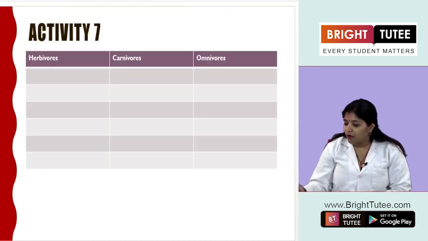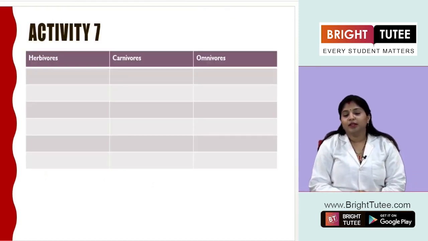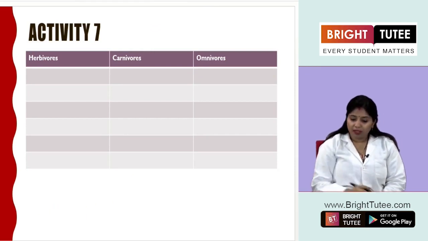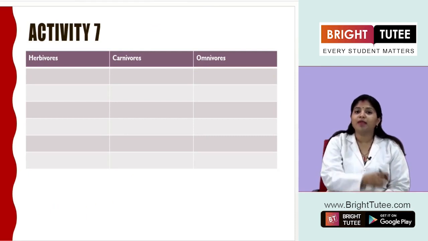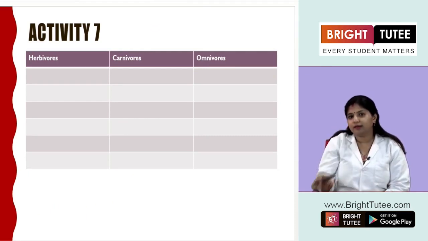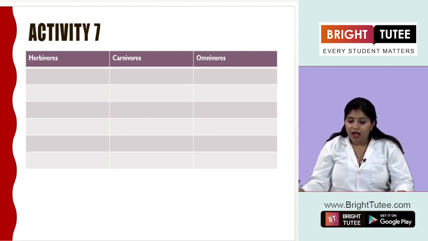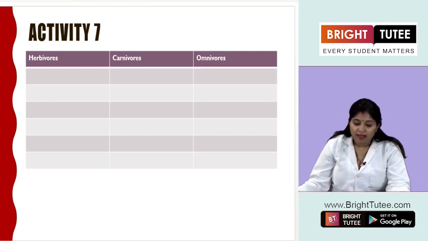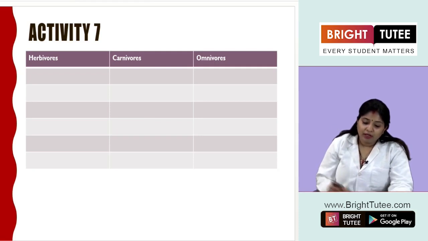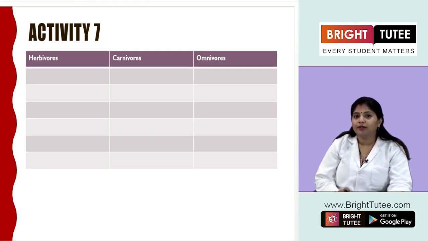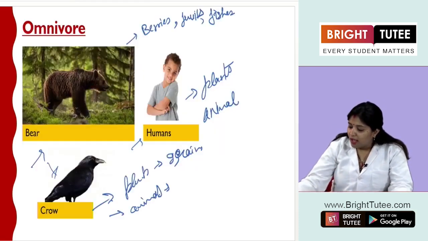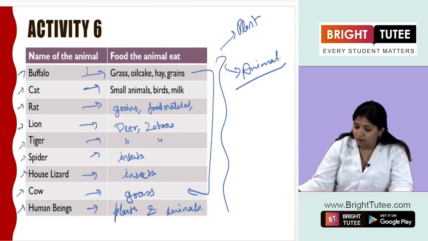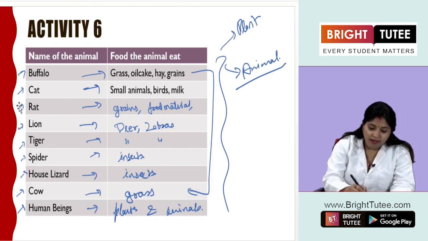Moving on, let's perform the activity, that is activity number 7. And in this activity, what are we going to do? We are going to pick up the animals from activity number 6. Whatever list that you have made, in our list we had taken buffalo, human beings, lion, tiger, all these, and then we are going to place them according to whether they eat animals or plants. So let's go back and see what animals we had taken. Let's talk about the buffalo first of all. Let's take buffalo, cat and rat, right?